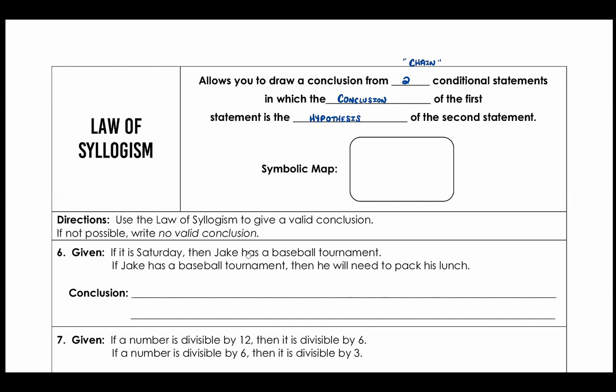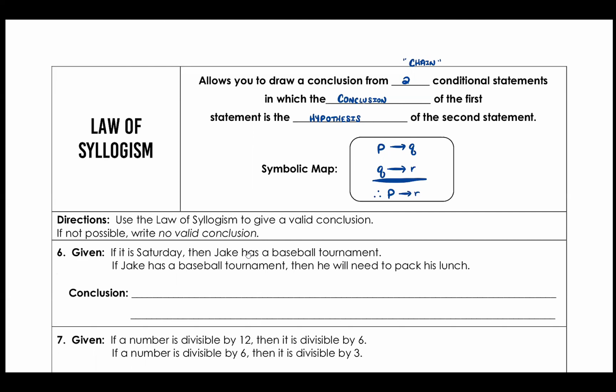So the symbolic map, our conditional statement, P then Q, leads to Q then R. Therefore, we can conclude P can go straight to R without the Q.